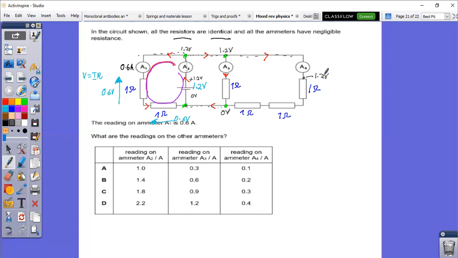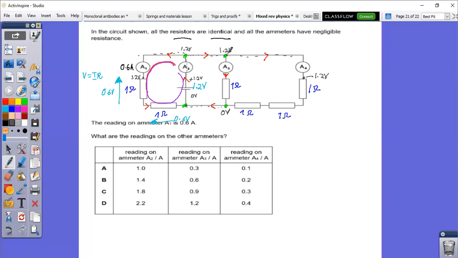Are you following so far? Everything here is at 1.2 volts. Everything here, 0, 0, until we meet a resistor. So we don't know what the potential is there. Neither do we know what the potential is there, but that's okay. For now, we're breaking the problem down. So I have 1.2 volts and I have 0 volts here.